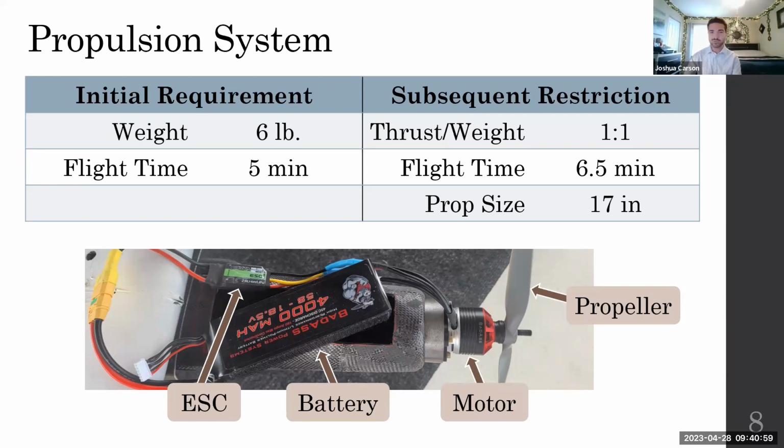In the image below, you can see all the components of the propulsion system: the battery that powers the motor, which spins the propeller, all while the ESC, or the electronic speed controller, controls how fast the motor spins.